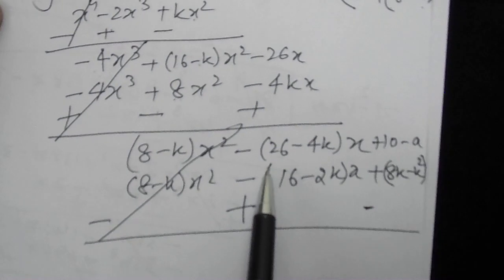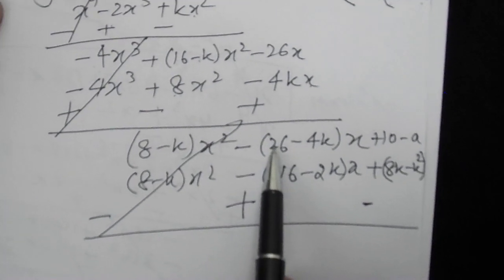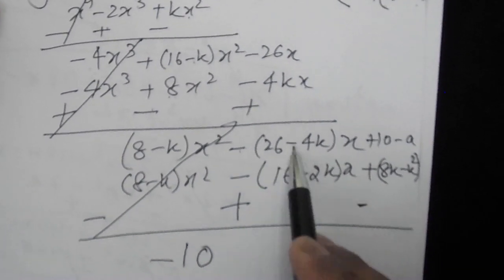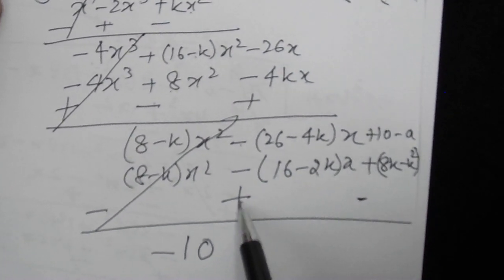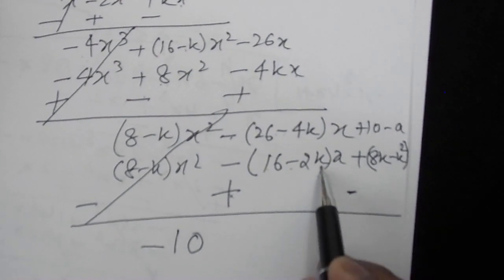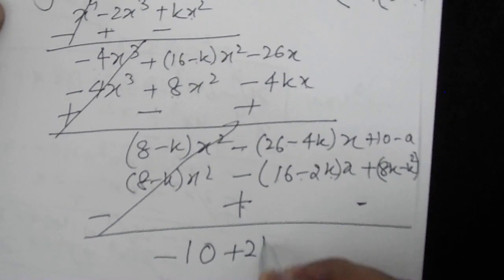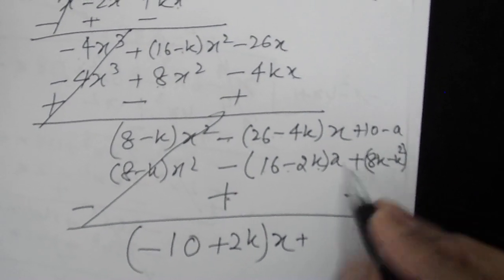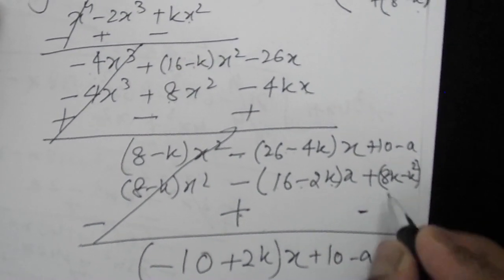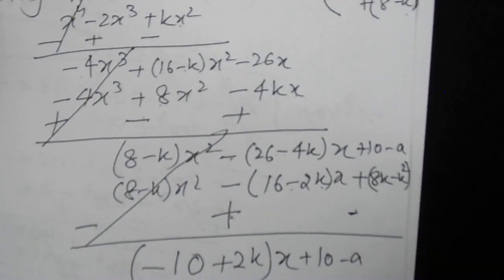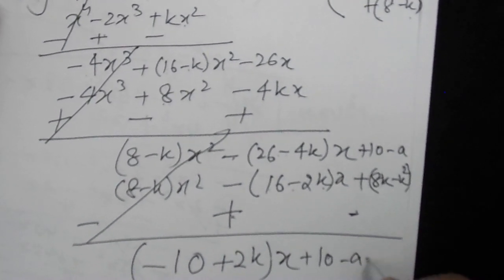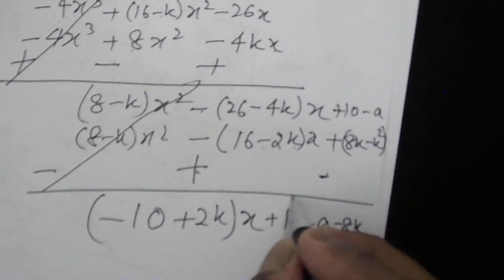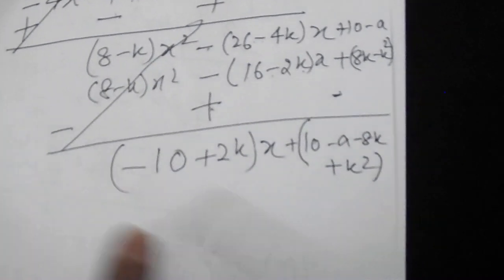Students, just see here, don't make a mistake. Minus 26 plus 16 will give you minus 10. Plus 4k minus 2k will give you plus 2k into x. Here plus 10 minus a minus 8k, minus plus, so minus 8k plus k square. So this is another term. So these are the remainders.